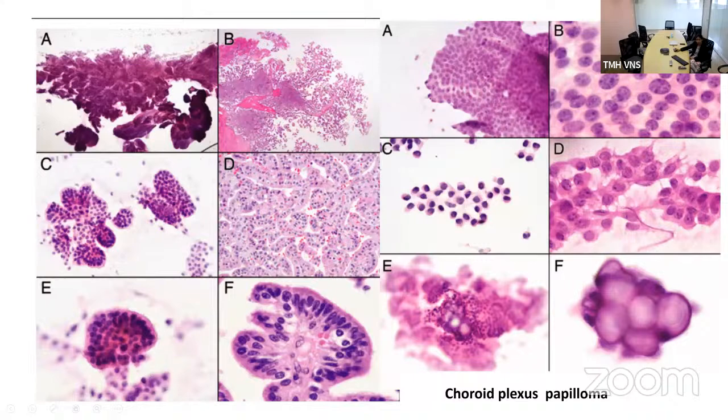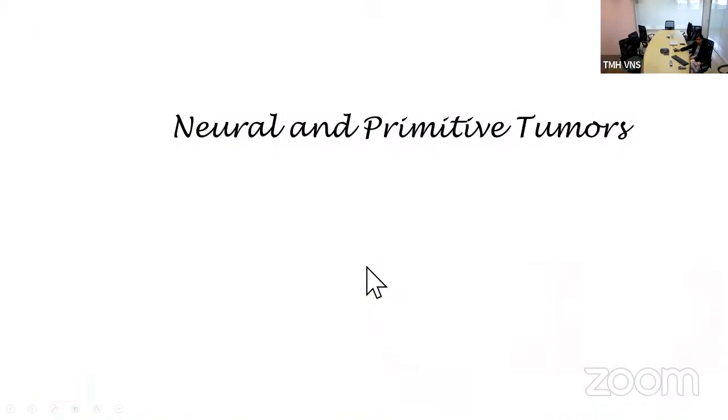This can be confused with the normal choroid plexus, but the clue to the diagnosis would be nuclear overcrowding and mild nuclear enlargement. Apart from that, we can see calcifications also.